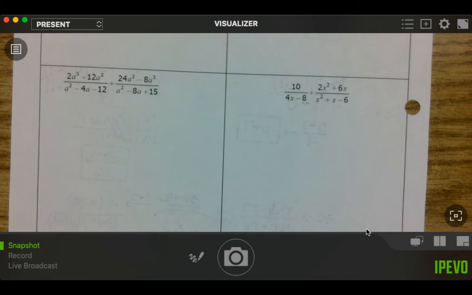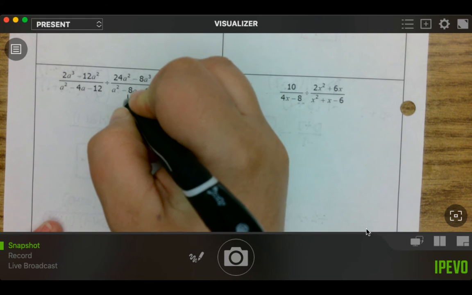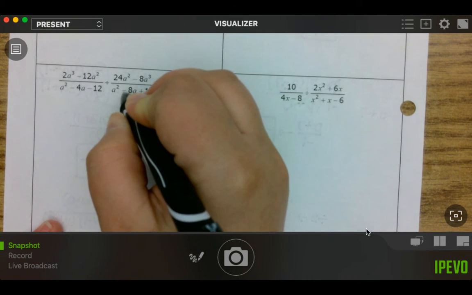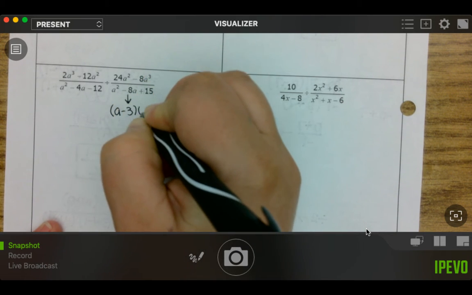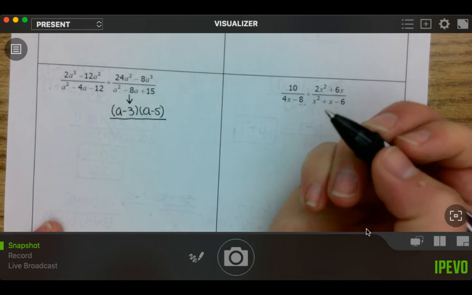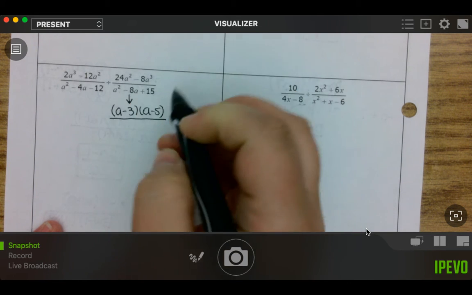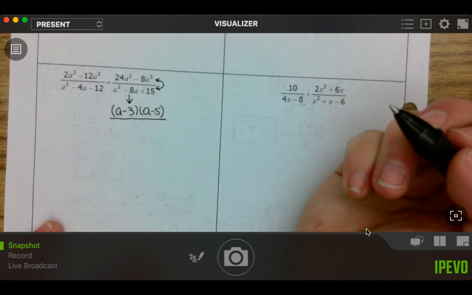Okay, so what that means is this part's going to turn into the top, and I'm going to go ahead and factor it with my two numbers that multiply to 15 and add to negative 8, which is negative 3 and negative 5. But now that's going to go to the top of this fraction. That's what it means by flip the last, is turn this into the reciprocal, where this goes to the top and this goes to the bottom.